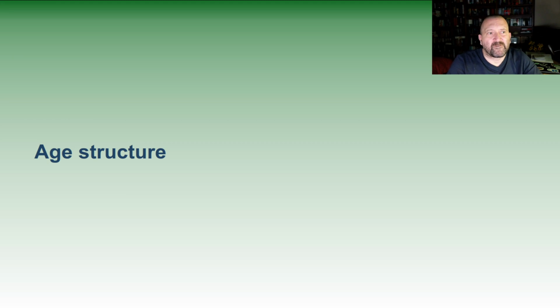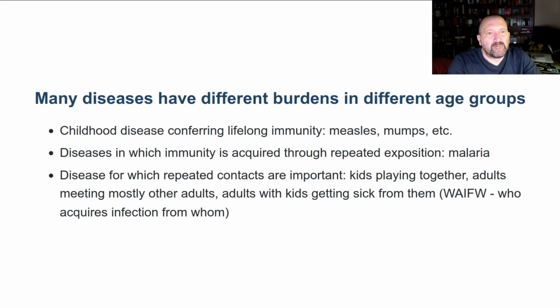So age structure to begin with. Well, you don't have to think very hard to realize that many diseases have different burdens in different age groups. If you think about childhood diseases, measles, mumps, etc., they typically confer lifelong immunity, and therefore they hit very differently groups that have already acquired such an immunity and groups that haven't.